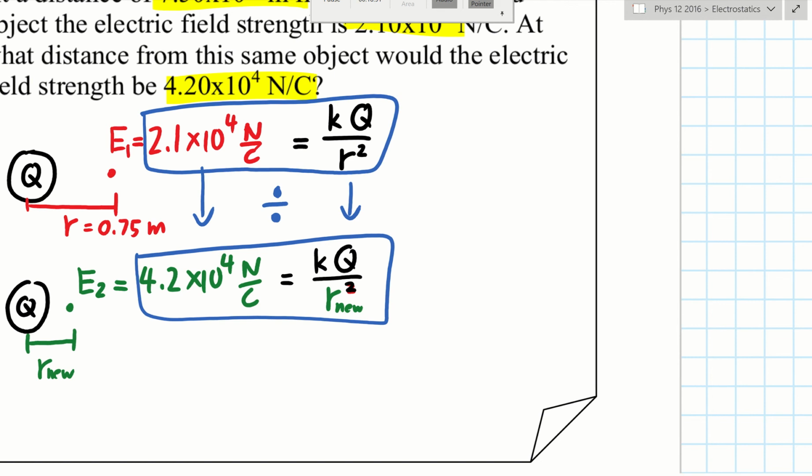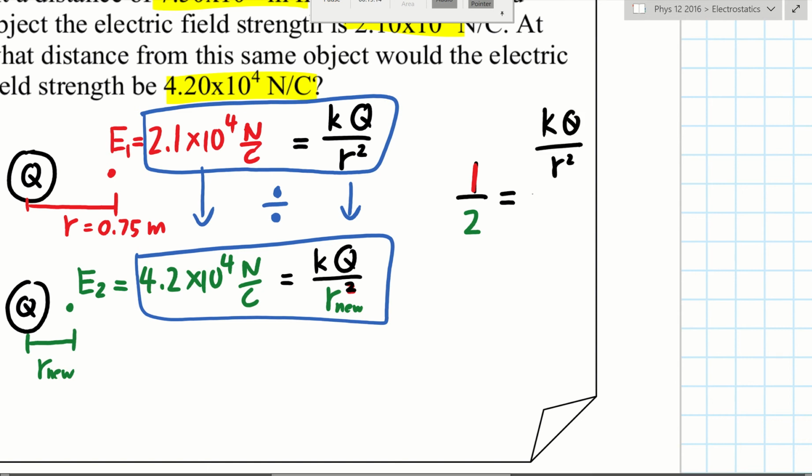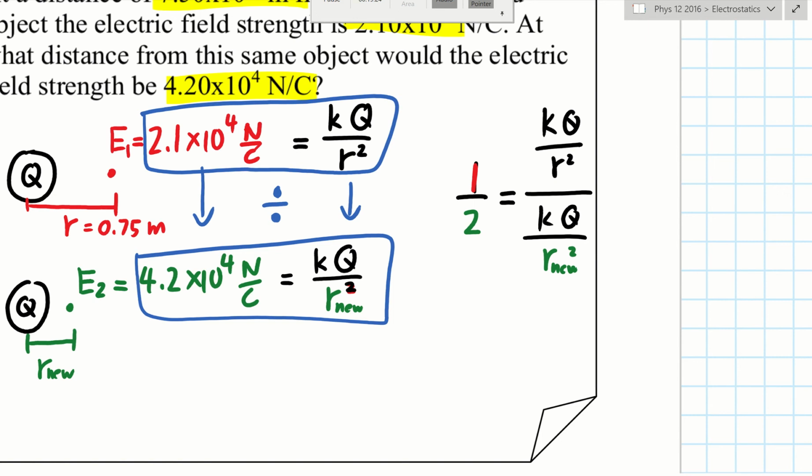On the left hand side, do you realize it's actually just a half? Because 2.1 and 4.2 is exactly double, right? So on the left hand side is just a half. 2.1 divided by 4.2 is a half. The bottom is 2, the top is 1. Now, what about that nonsense like KQ over R squared, KQ over new R squared? Well, you don't have to worry about this thing.